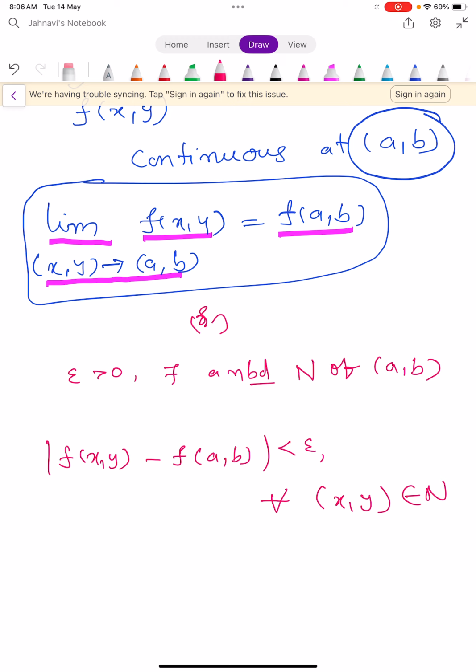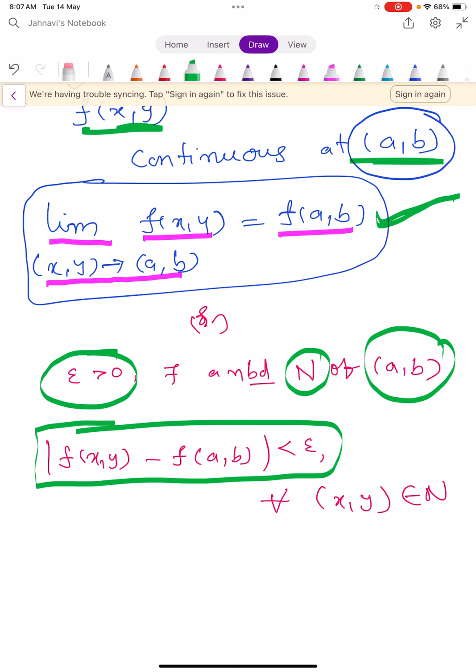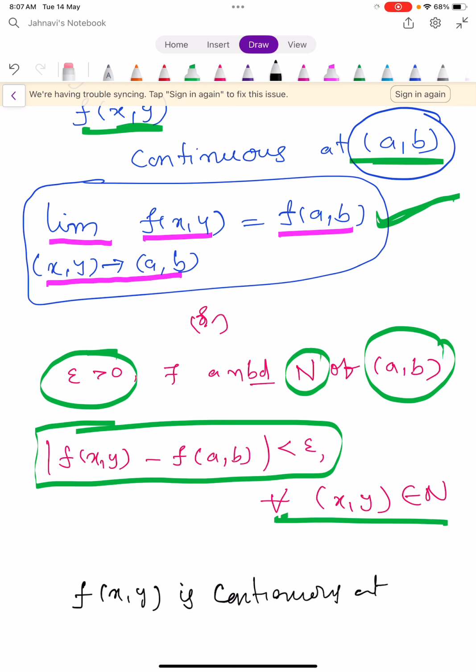Both are equivalent definitions. So you observe that the function f of x comma y is said to be continuous at a comma b if limit x comma y tends to a comma b f of x comma y is equal to f of a comma b. Otherwise, for each epsilon greater than 0, there exists a neighborhood capital N of the point a comma b satisfying the condition mod f of x comma y minus f of a comma b less than epsilon for all the points x comma y belongs to capital N. If these conditions hold, then we say that the function f of x comma y is continuous at the point a comma b.